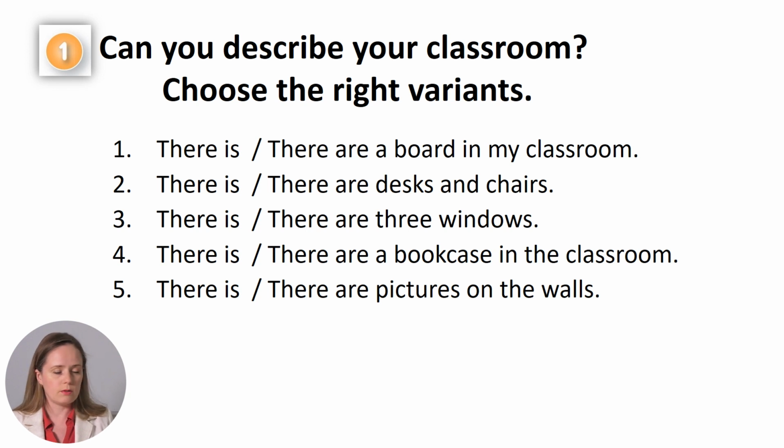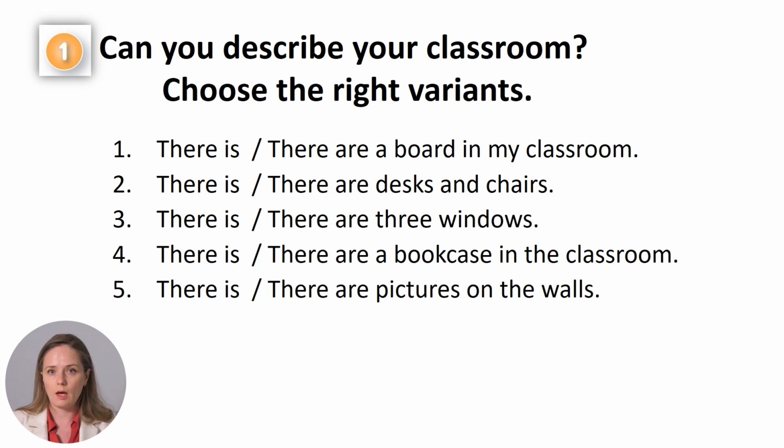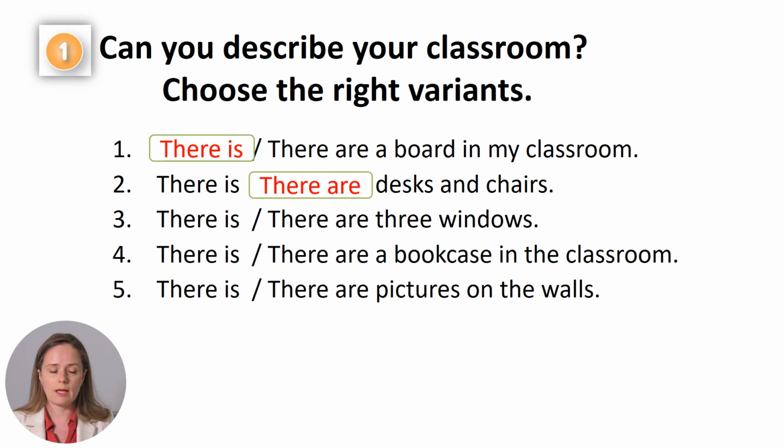Okay, so I'll give you the answers one by one, but you think very well what the right answer should be. Okay, so let's take the first sentence. There is a board. Yeah, you see behind me a board. But in our classroom it can be a green one and a white one too. So the first answer is there is a board. Only one, yes? There is only one board in my classroom. The next one, desks and chairs. One or more. There are desks.